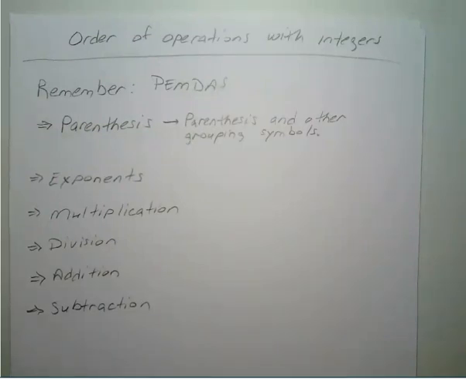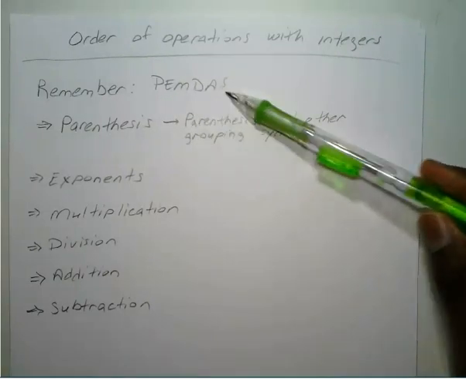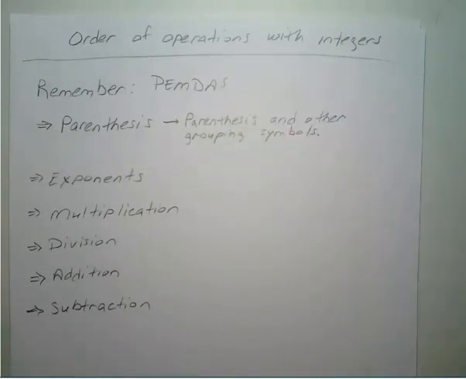Okay. Now if you remember from my previous order of operations video, you remember your PEMDAS. Please excuse my dear Aunt Sally. Your P is for your parentheses. Now parentheses can include other grouping symbols like brackets, braces, absolute values. All those grouping symbols fall under the parentheses.